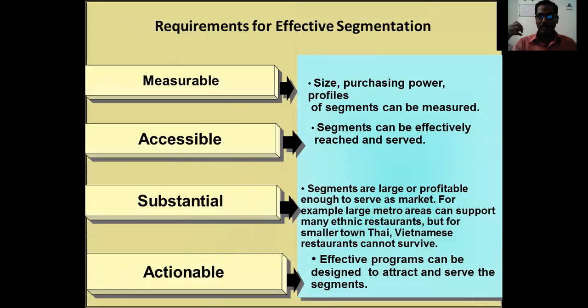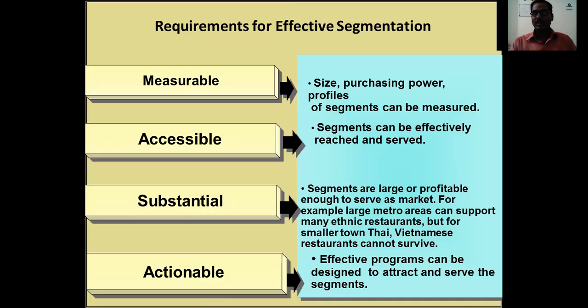So, the requirements for effective market segmentation. When we do the segmentation, we need to look at four factors to see whether the segmentation is going to be effective. One is measurable. Size, purchasing power, and profiles of the segment can be measured. So how big is the size? Very important. Only if the size is bigger will we have enough customers. Then purchasing power is also very important.